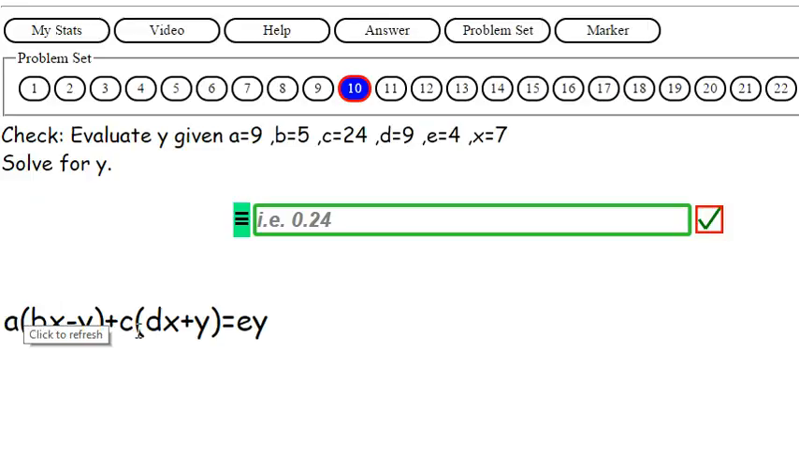Okay, a, b, x minus y, c, d, y plus c, y, yeah, solve for y.